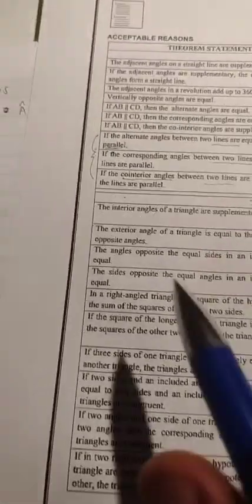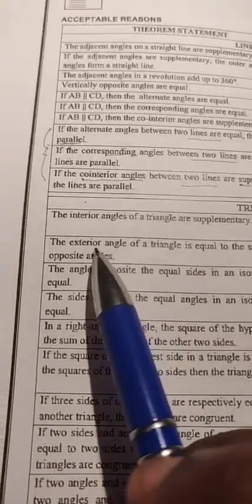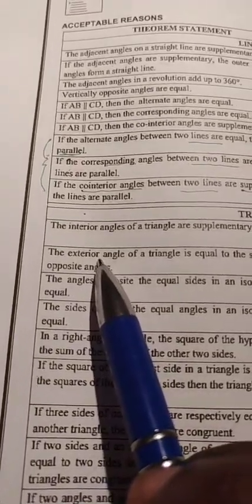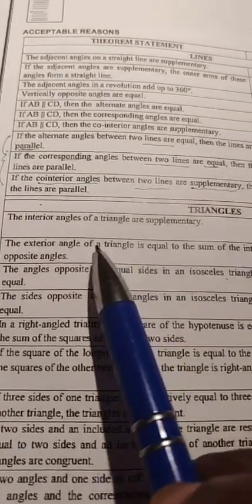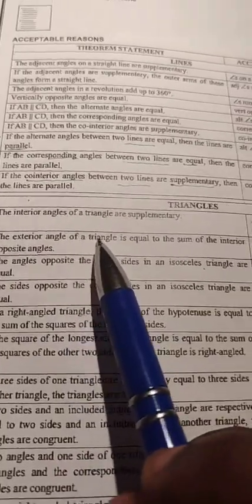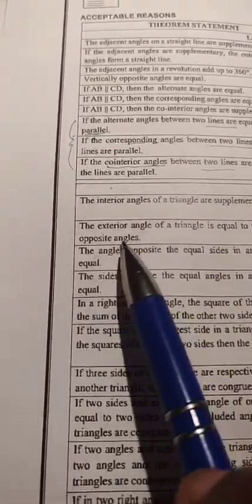Let's look at number 2, the exterior angle of a triangle. Now I need to explain this one. When they say the exterior angle, please guys, understand which exterior they are talking about. The word exterior means outside. So this is an outside angle, outside of the triangle. But there's a special thing about this exterior angle. It says the exterior angle of a triangle is equal to the sum of the interior opposite angles.